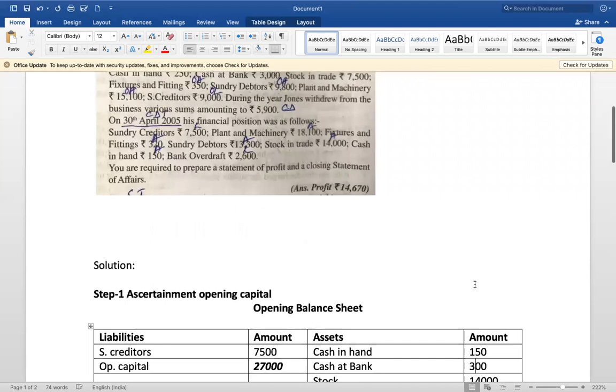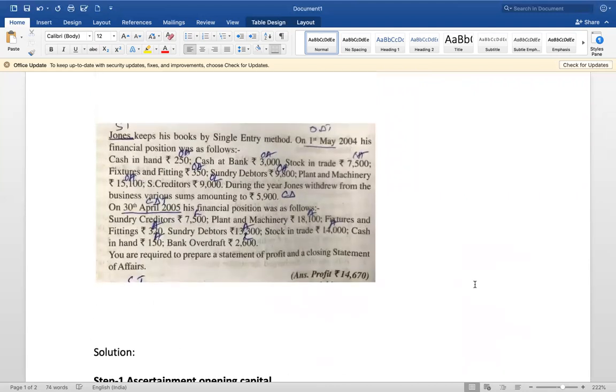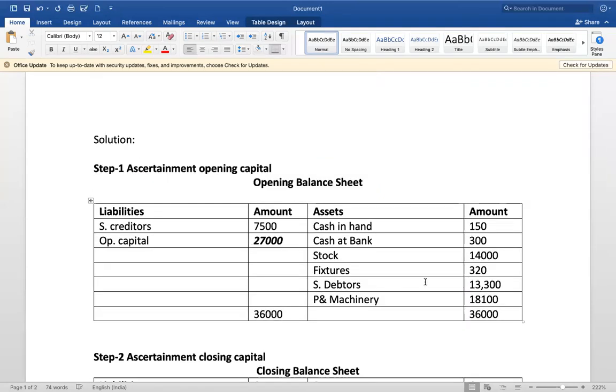Then you have cash at bank. How much is that? Oh, there's no cash at bank. There's an overdraft of 2,600. If there is a cash balance, you would have written it here, but there is no cash balance, it is a bank overdraft. Bank overdraft is 2,600, given in the problem.